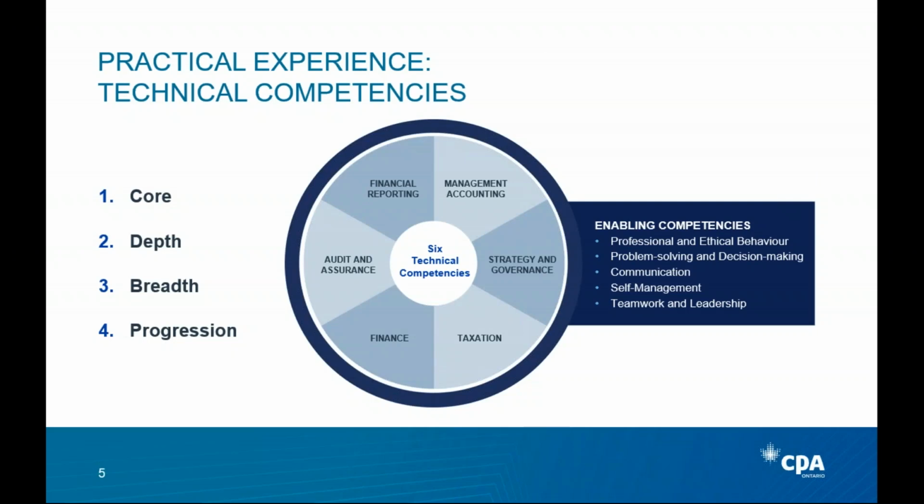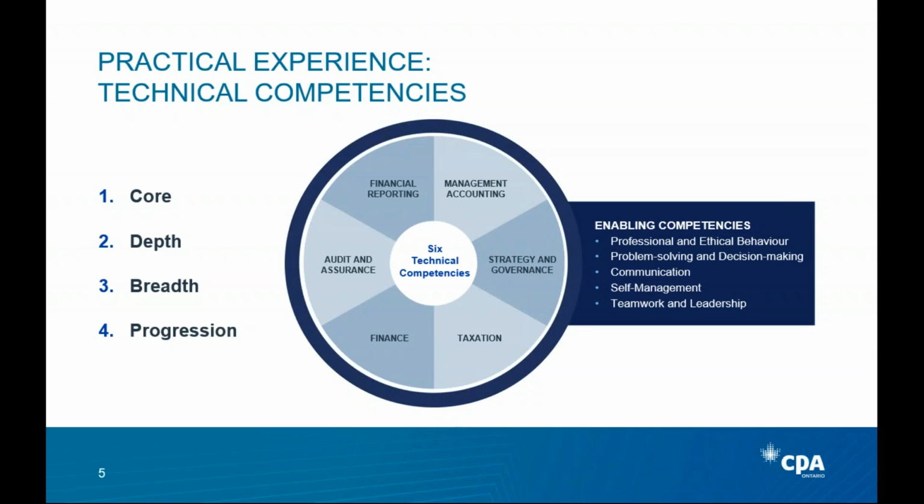All CPA students have the exact same exit requirements, regardless of how they earn their experience. There are 6 distinct technical competencies with sub-competencies under each category. So overall, you can earn up to 20 technical competencies. We have financial reporting, management accounting, audit and assurance, governance and strategy, finance, and taxation.